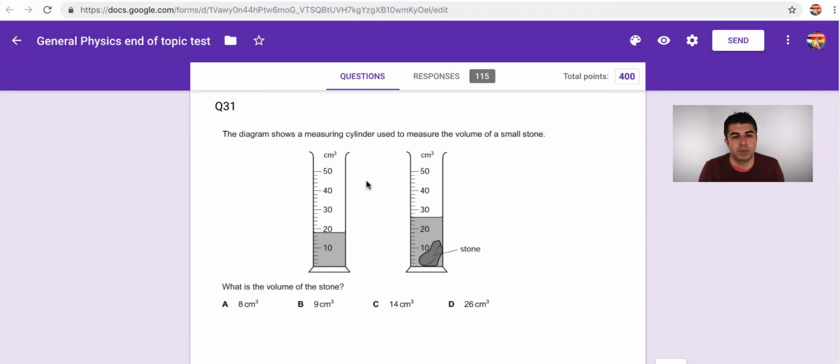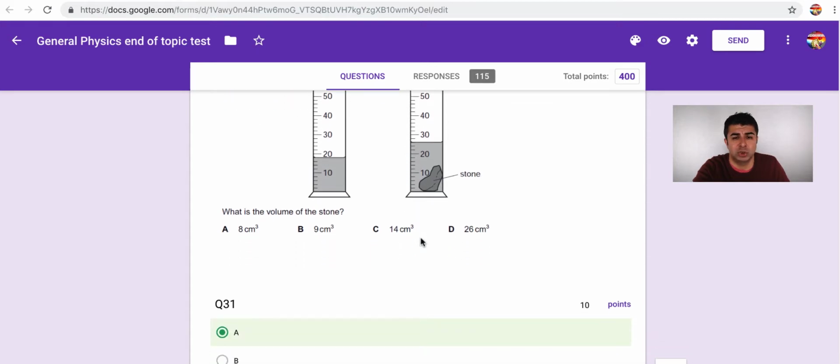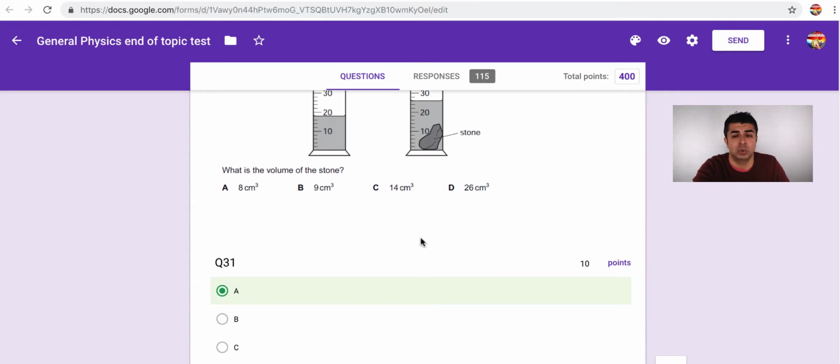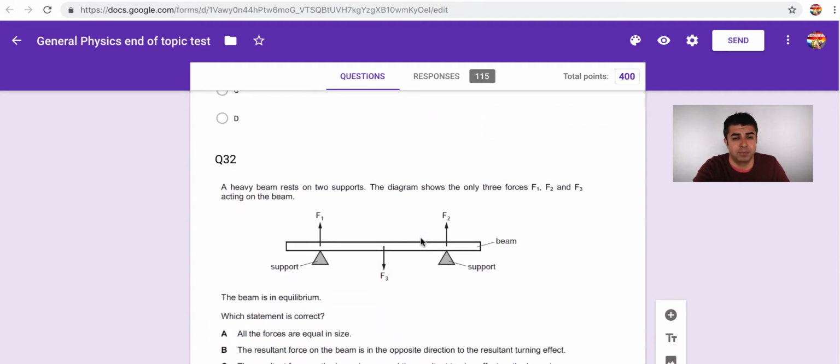Question 31. The diagram shows a measuring cylinder used to measure the volume of a small stone. What is the volume of the stone? Well, here I hope you can see at the beginning the volume looks like it's 18. That's without the stone. And after it looks like it's 26. So the volume of the stone is 26 minus 18, which is 8. So the answer is A.